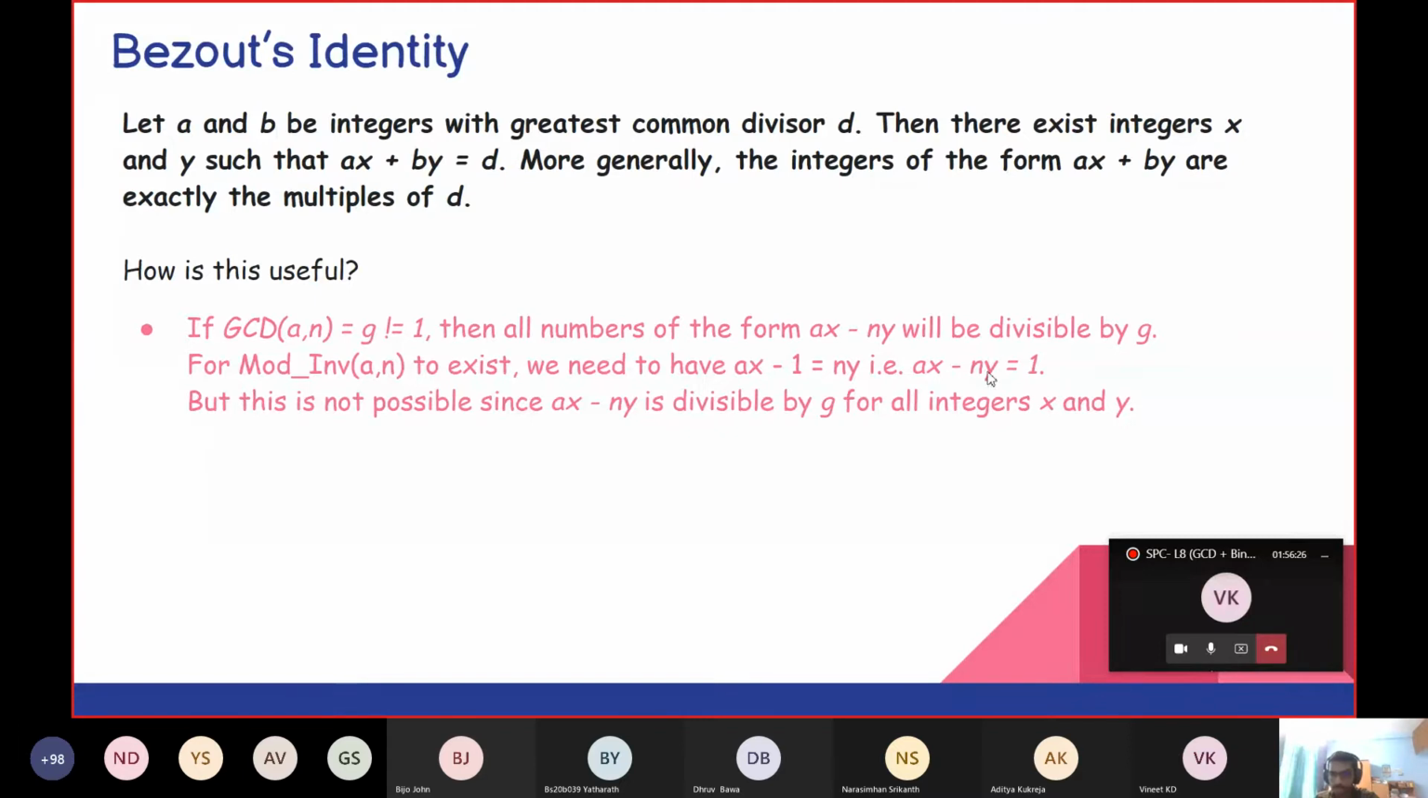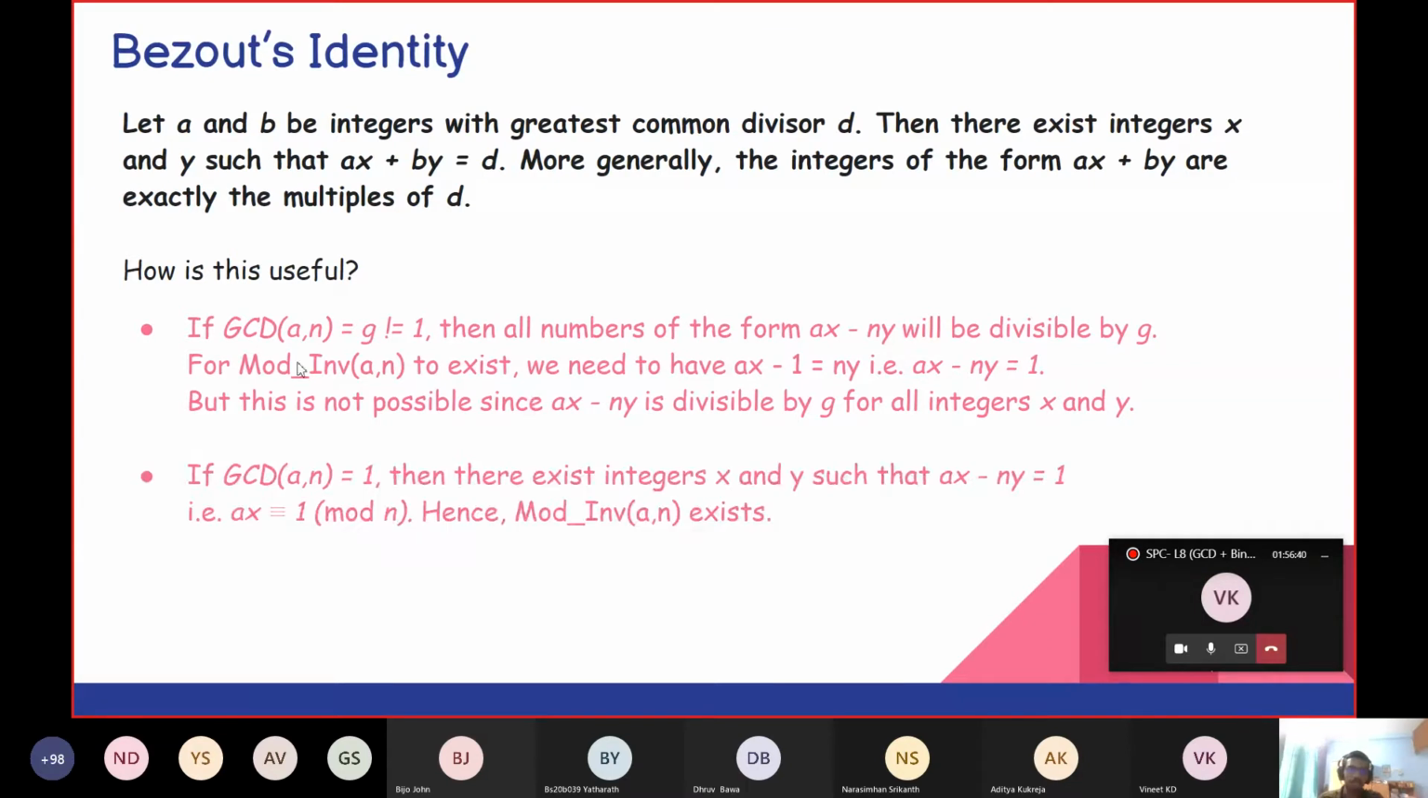But then we said ax minus ny should be divisible by g, and 1 is not divisible by g. And hence, if the GCD of two numbers is not 1, if two numbers are not coprime, you cannot find a modulo inverse for it. Now, if two numbers are coprime, by the theorem itself, there exist numbers such that ax minus ny is 1. And because of that, you have ax congruent to 1 mod n, hence mod inverse exists.